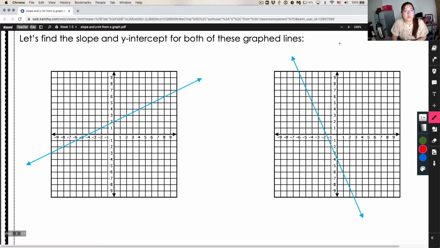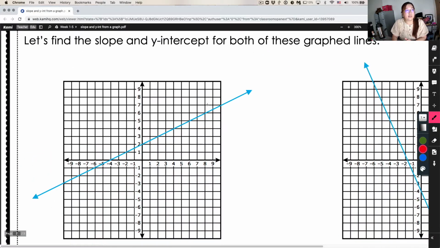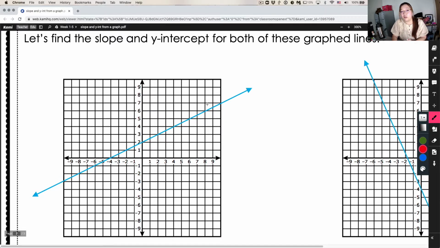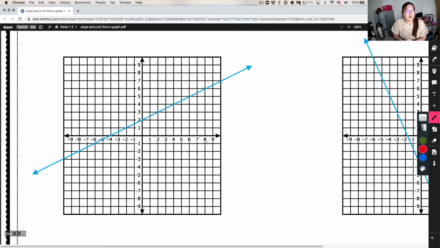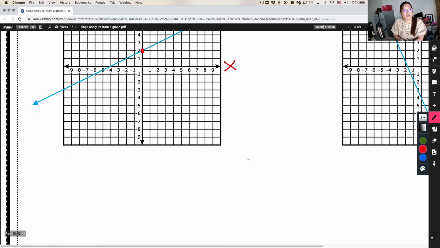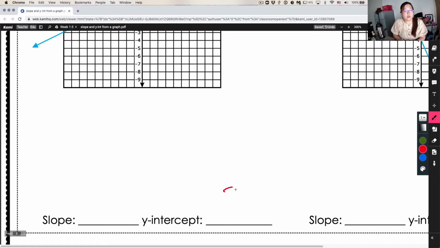So here's our examples. Let's go ahead and do this one on the left. It says let's find the slope and y-intercept for both of these graphed lines, right? So here's our line, here's our y-axis and our x-axis. Let's start off by finding the y-intercept because that's the easiest one to find. Where does this line cross the y-axis? Aha! Right there. So at this point, x equals 0, y equals 2. So we can scroll down, write in this answer. That means our y-intercept is 2.